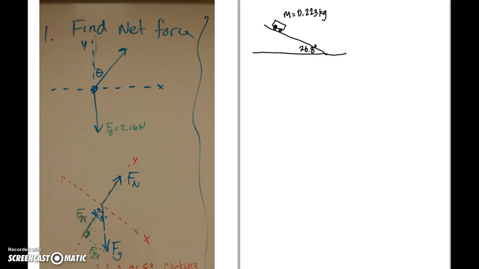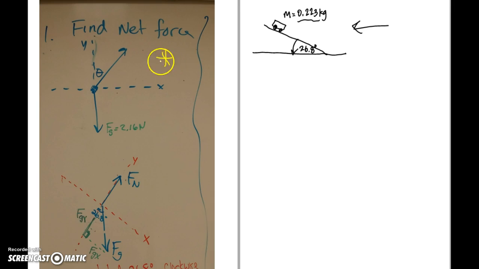We started this on Monday. The problem is here drawn in this diagram, a cart on a ramp. The cart has a mass of 0.223 kilograms. The ramp is at an angle of 26.8 degrees. Over to the left here is the analysis.